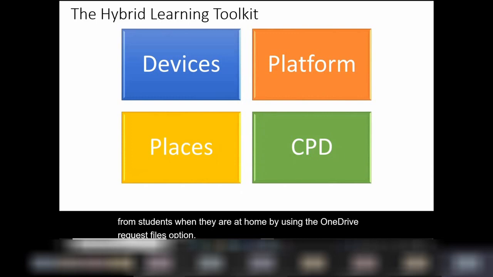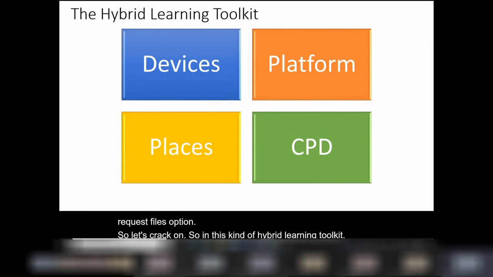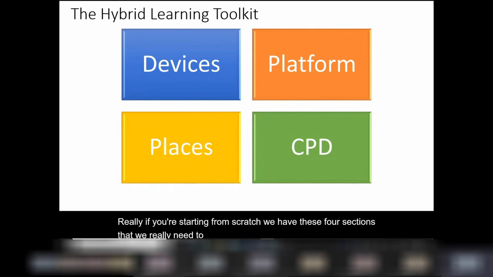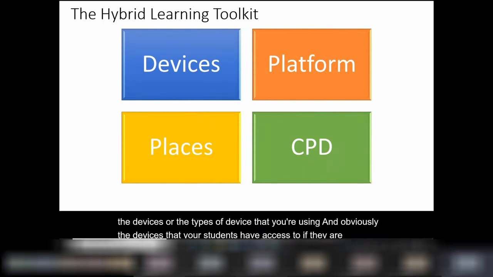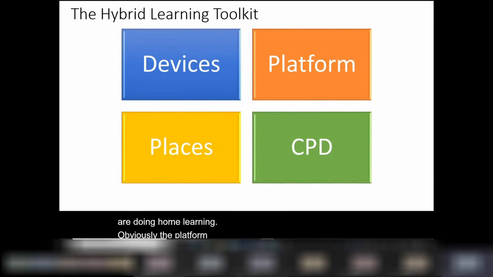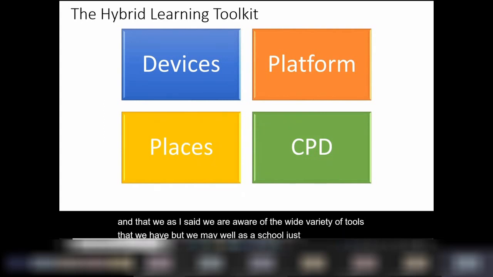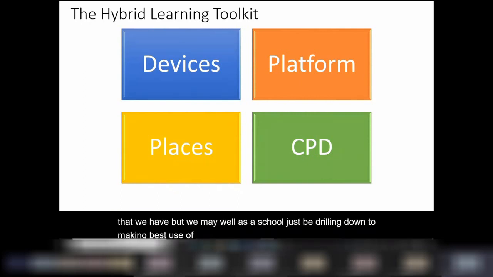So let's crack on. In this hybrid learning toolkit, if you're starting from scratch, we have these 4 sections that we really need to give due consideration to. The first is the devices, or the types of device that you're using, and the devices that your students have access to if they are doing home learning. Then the platform, which for us is Office 365. We're aware of the wide variety of tools that we have, but we may well as a school just be drilling down to making best use of Forms or something like that.